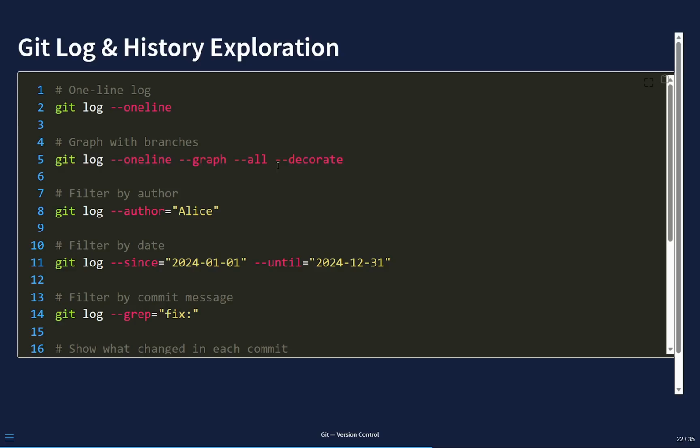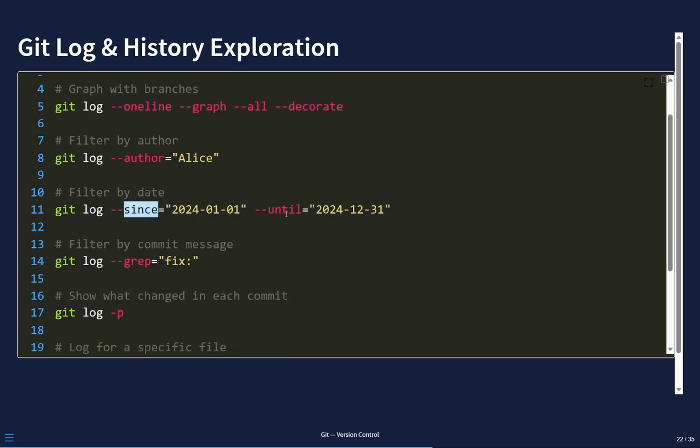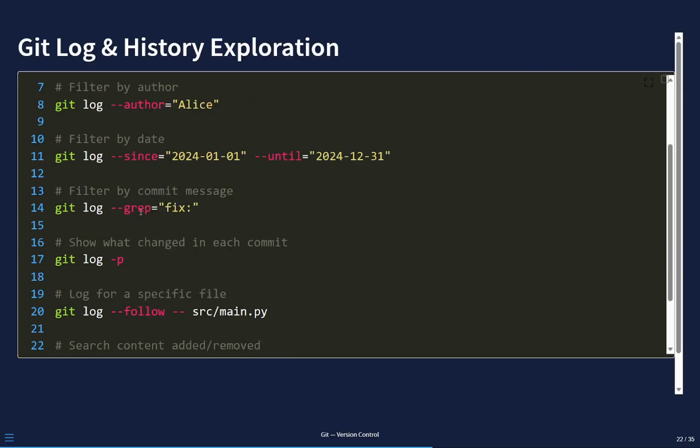The author filter shows only commits by a specific developer. Since and until filter by date range. Grep filters by commit message content. Great for finding all commits related to a particular feature.